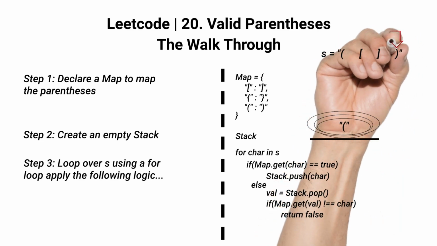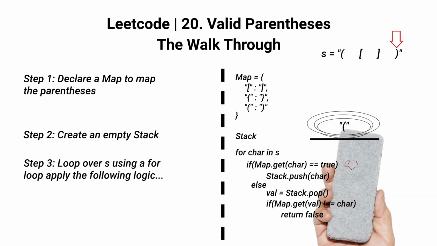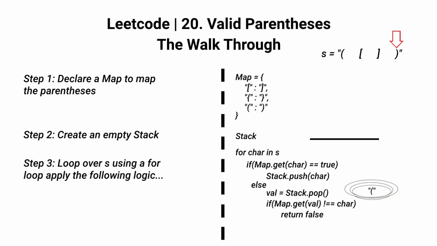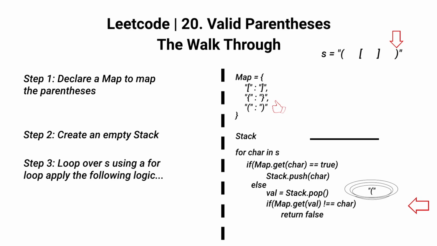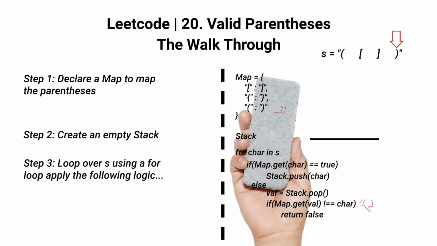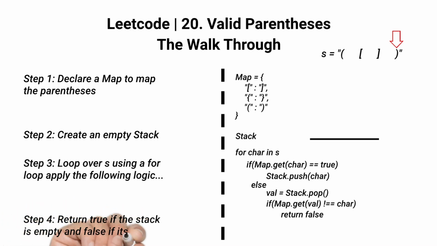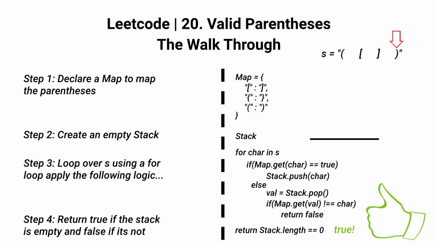We check if that is a key in the map, which it is not. So again, we then want to stack pop and store the value. And we want to check if the corresponding character of that value does not equal the current character we're on. We can see they do correspond, so again, we can ignore the return false. We've got to the end of the string, so now we break out of the for loop, and step 4, return true if the stack is empty and false if it's not. We can clearly see the stack is empty, so return true.